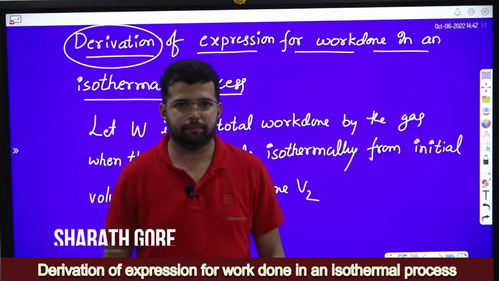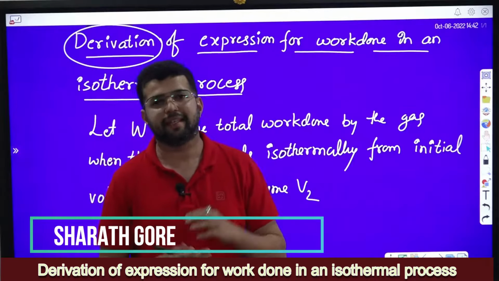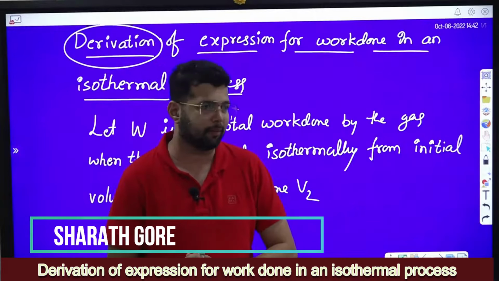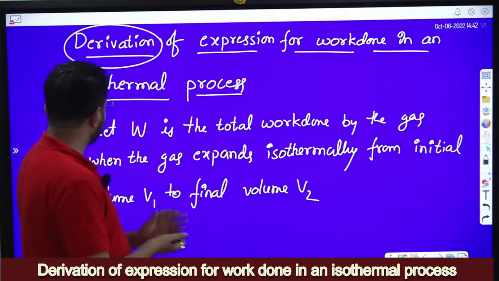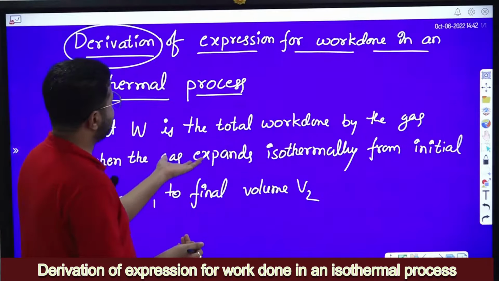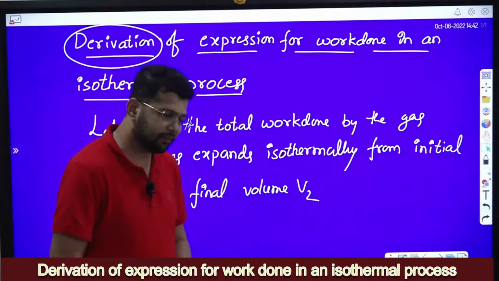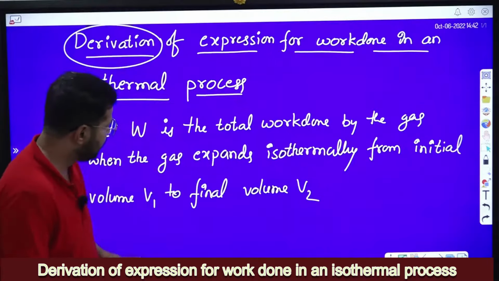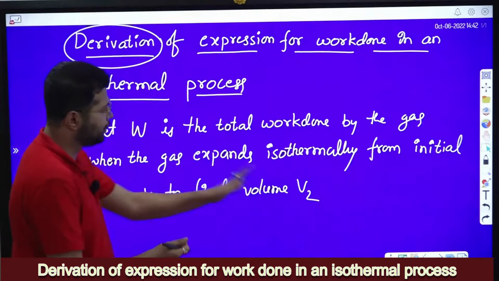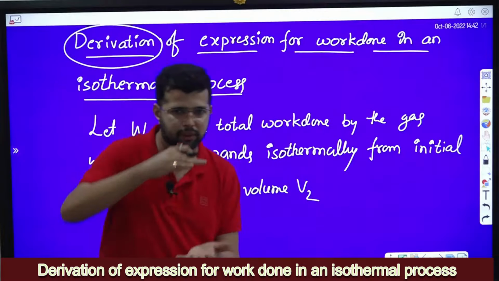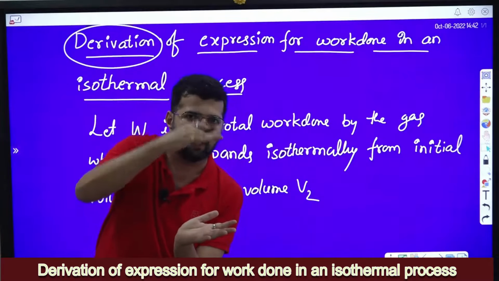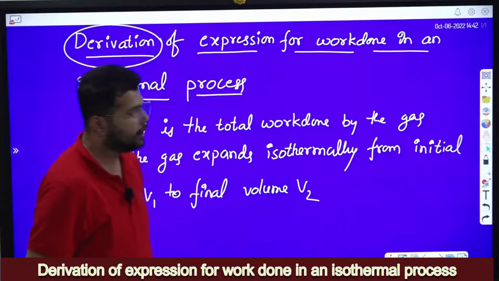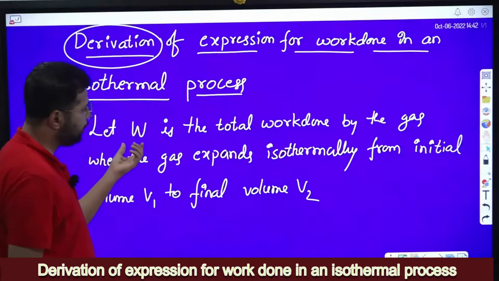Hello dear students, in this session we are going to derive an expression for work done in an isothermal process. Let us consider W as the amount of work done by the gas when it expands isothermally from initial volume V1 to final volume V2. So, there is an isothermal process, initial volume V1 and final volume V2, and the corresponding work done is W.